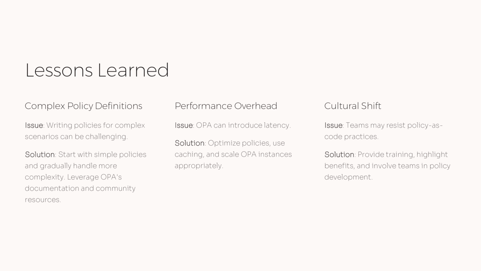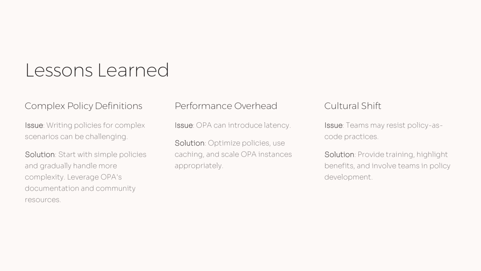Another issue is the potential performance overhead that OPA can introduce, leading to latency. To mitigate this, optimizing policies, employing caching strategies, and appropriately scaling OPA instances are recommended. Lastly, a cultural shift may occur as teams might resist adopting policy as code practices.